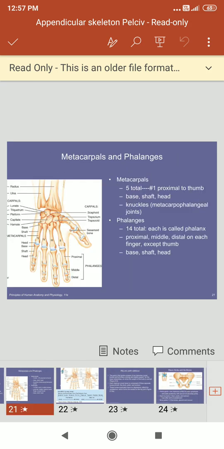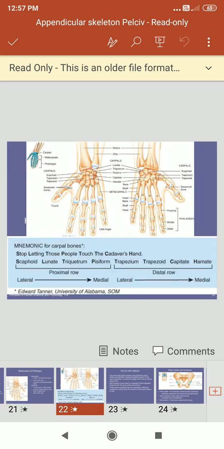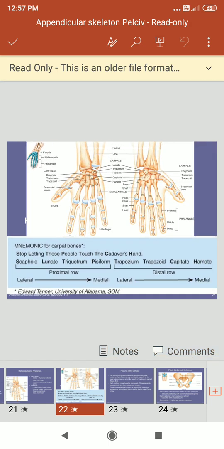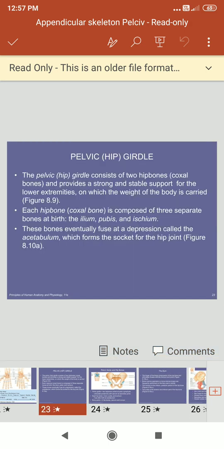So you can see the metacarpals and phalanges. The metacarpals and phalanges are about 28 bones in the hand. You can see how the bones look. There are various types of bones included in the hand, that is, the phalanges.